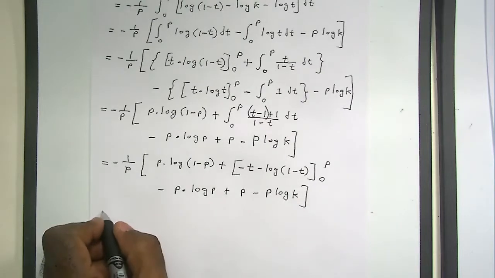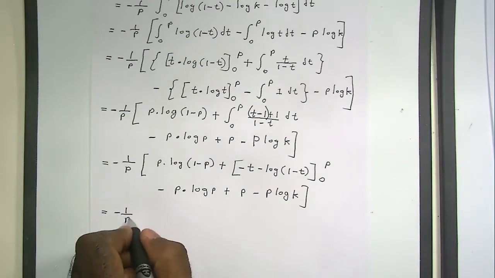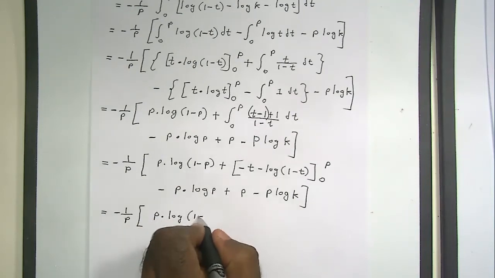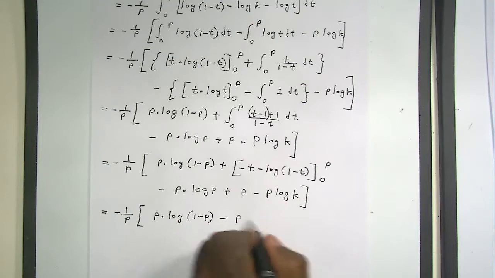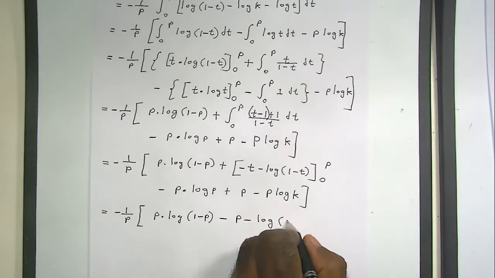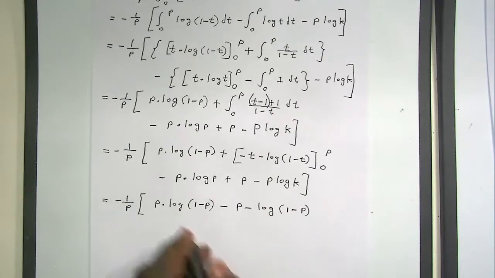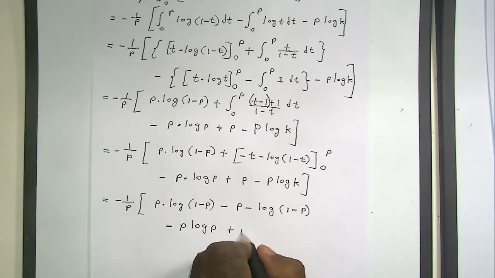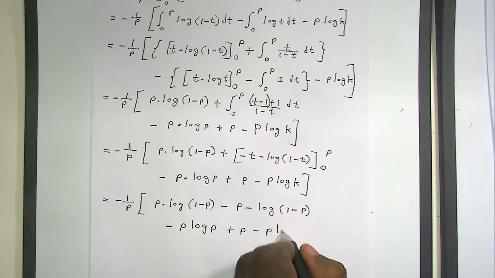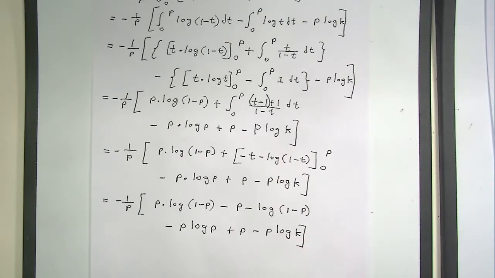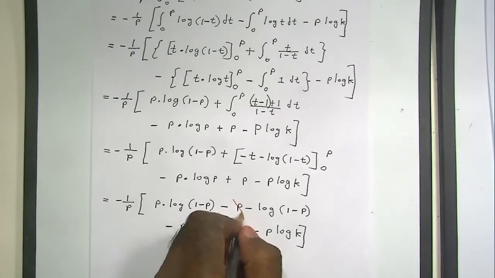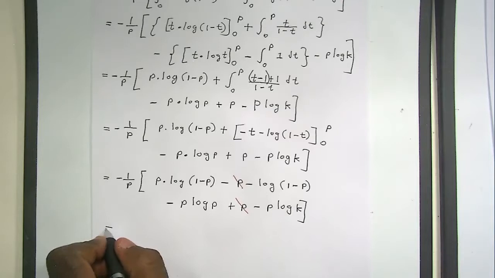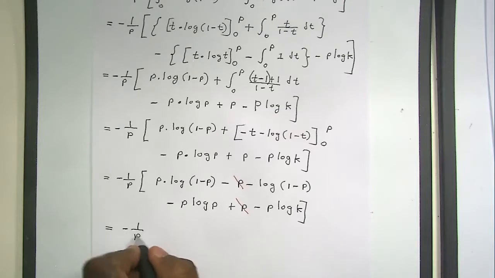So the final answer will be, I know it's a lot of calculations, p log of 1 minus p minus p minus log of 1 minus p minus p log p plus p minus p log of k. So this term and this term will cancel out, so the very final answer will be 1 over p.